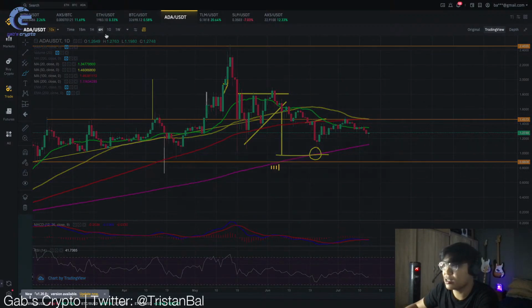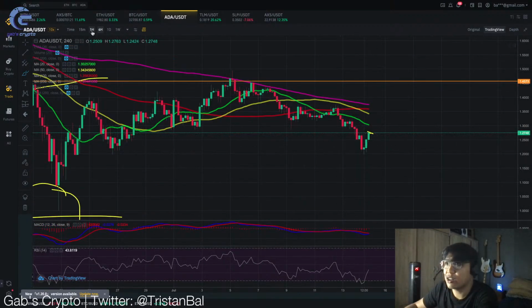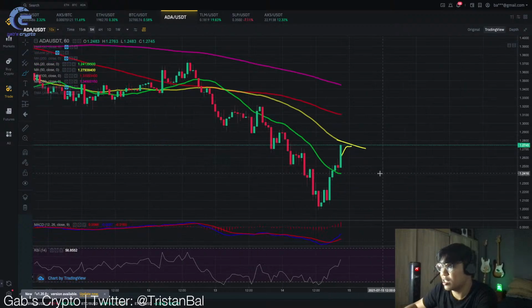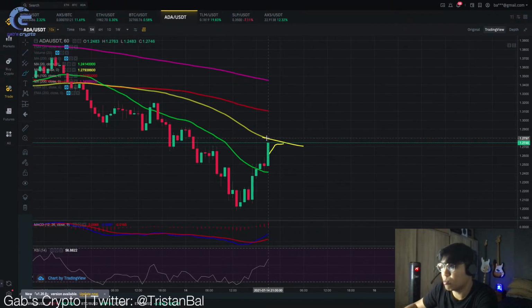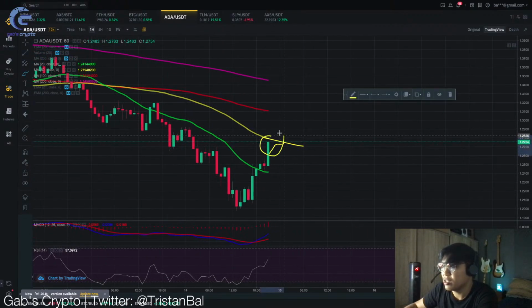So tingnan nyo to guys. I believe kanina, ang ina-analyze natin is magpupump siya up to the 50 moving average. And ayun, nag-play out na siya exactly as predicted. So bilis, ganun kabilis yung price action niya ngayon. So kaya mahalaga yung ating 50 at mga moving averages. So maganda sundan yung mga ganyan levels.